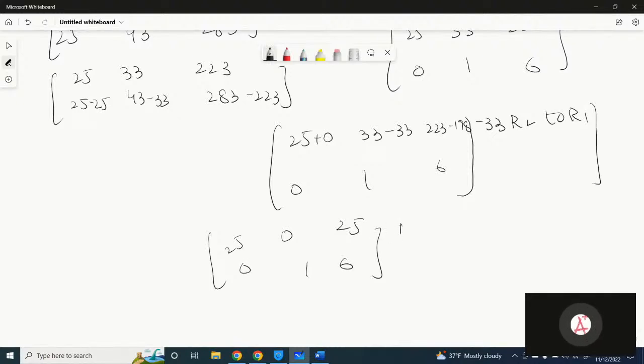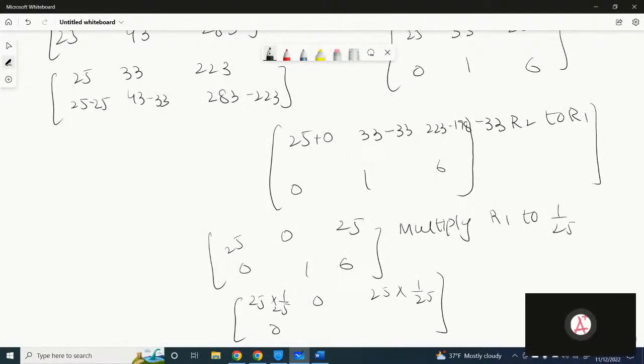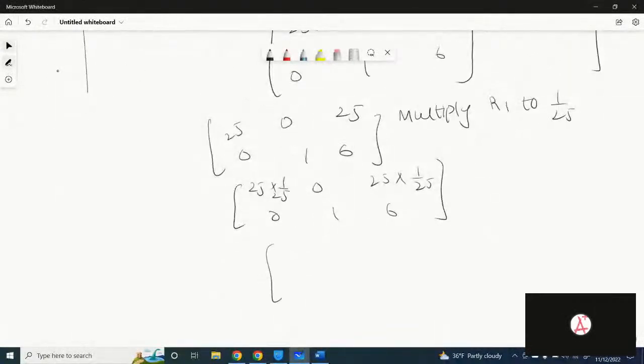Now just multiply R1 by 1 over 25. So you have to do 25 times 1 over 25. 0 remains 0. 25 times 1 over 25, and 0, 1 and 6. So 25 and 25 cancel out with each other and you are left with 1, 0, 1, 0, 1 and 6. That means the solution of the system is 1 and 6. Got it?